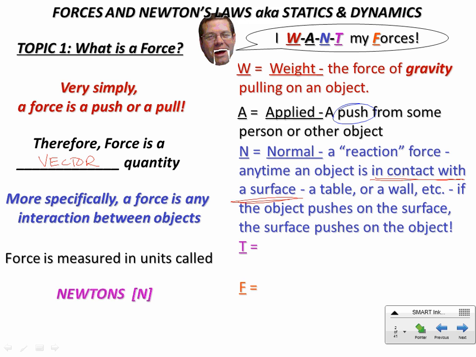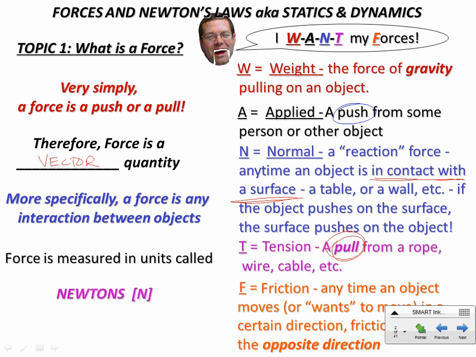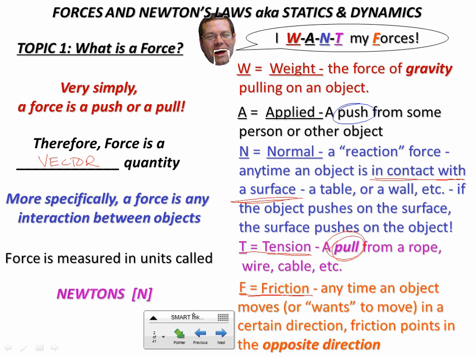T stands for tension. Tensions are pulls, always a pull as opposed to the push for applied. The pull from any chain or rope or cable or wire or string or whatever else. Anytime it's a pull. And F, everybody knows this, friction, right? Tension, friction. We all know that in almost every problem we've done so far this year, we have, if not said it, we've implied it, we've neglected friction.